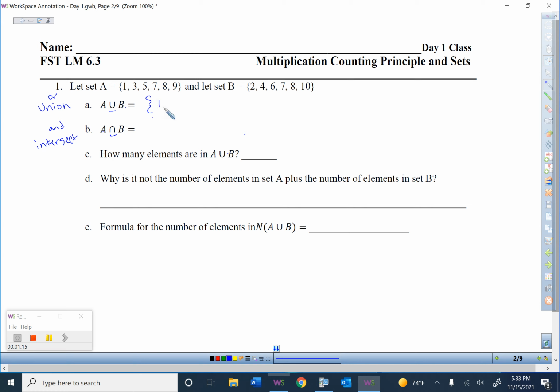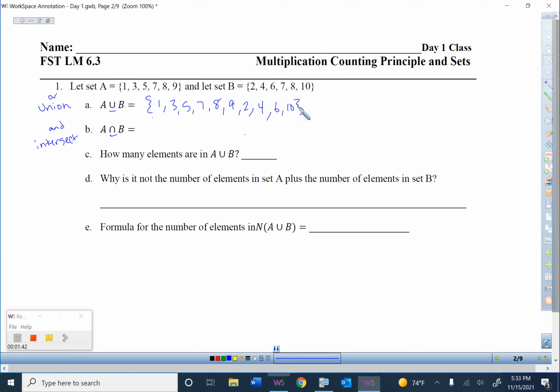So start out, just list all of the things that are in A. Order doesn't matter here, so we're just smushing them. Then over here, we're going to list anything that we haven't already written from B. Okay, so 2 was not included yet. We've got to put that on there. 4 wasn't either. 6 wasn't, but 7 was, so we won't list it again. Same thing with 8, already listed, and then ending with 10. So that would be our union of A and B.